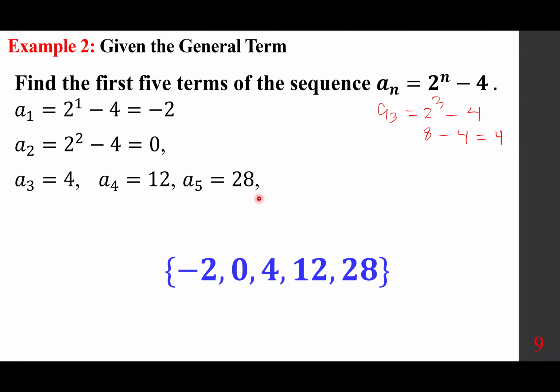And we're going to write it. It's good practice to put everything together. So we have negative 2, 0, 4, 12, 28. We just wanted the first, again, 5 terms. The idea is that if you can come up with 5 terms, you can easily come up with more terms. It's not a big deal.